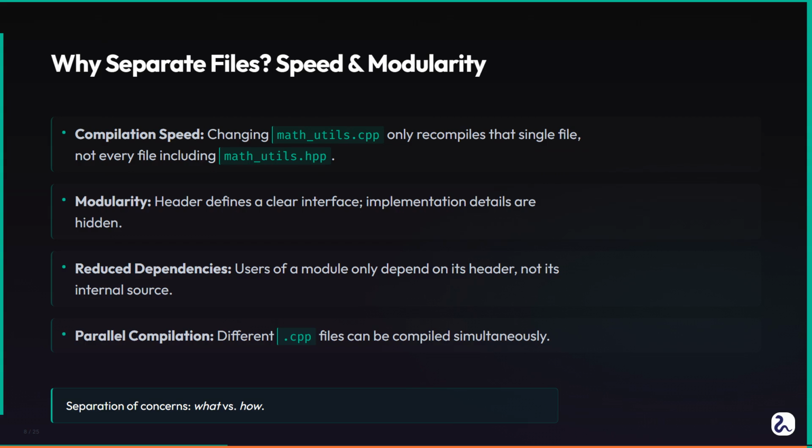The second reason is modularity. The header file acts as a clear, concise interface. It tells other developers or other parts of your own code exactly what a module does without revealing the internal complexity of how it does it. This promotes cleaner design, reduces dependencies, and makes your code easier to maintain and understand. It's a contract, not a blueprint for every screw and nail.